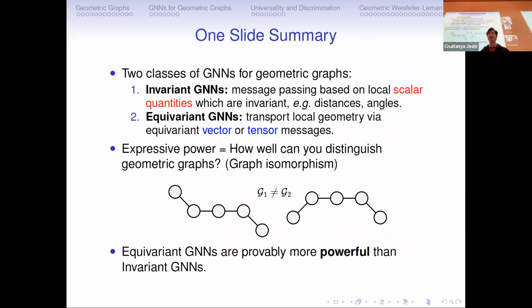Now, if you take nothing away from this talk, then here's a one-slide summary. There are two classes of GNNs for these graphs: invariant graph neural networks, which pass messages based on some local scalar quantities like distances, and equivariant graph neural networks, which transport local geometry via some vectors or geometric information. We study these models in terms of their expressive power in distinguishing geometric graphs, so telling things apart. And we're able to provably show or formalize that equivariant models are more powerful than invariant ones.